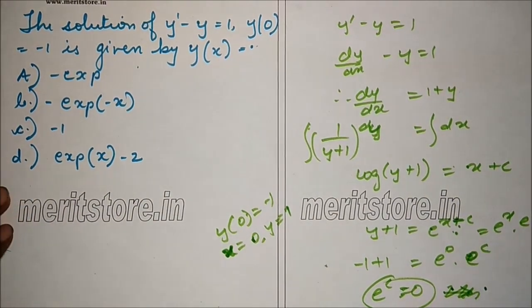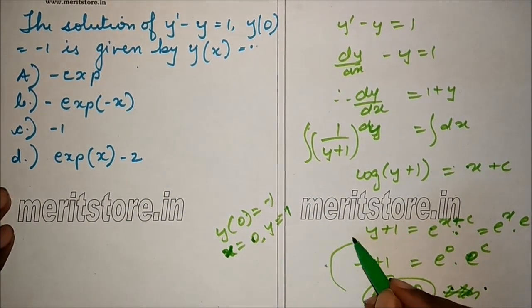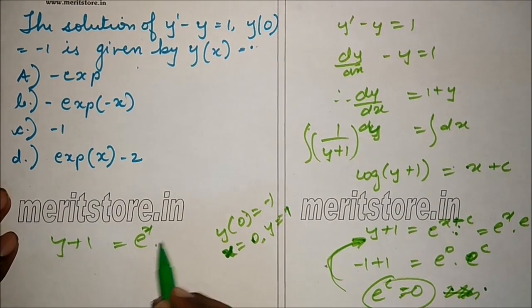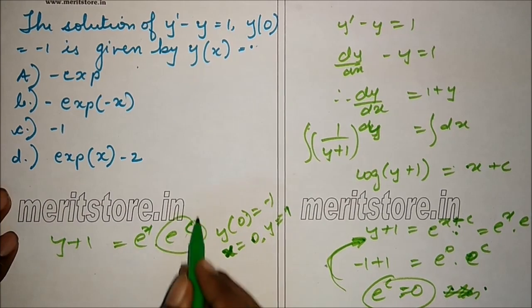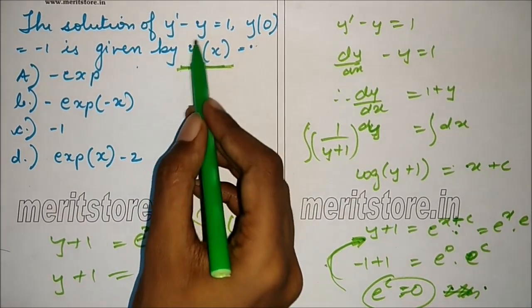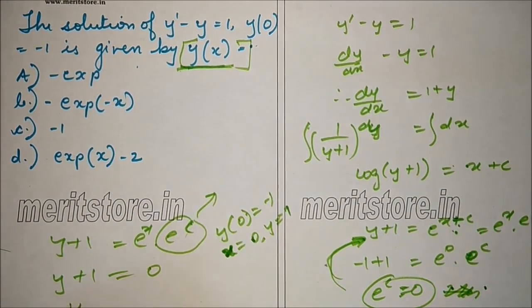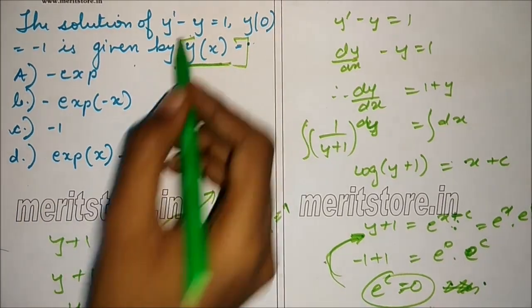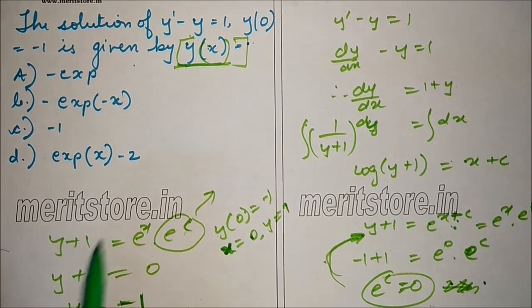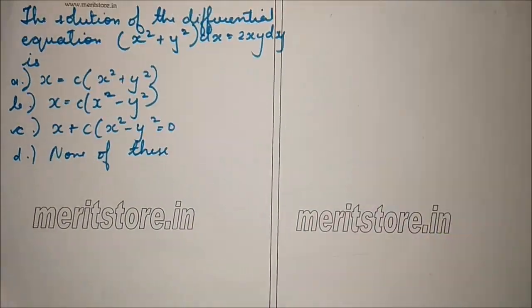So we substitute the values in the solution. So y plus 1 equals e raised to x into e raised to c, but e raised to c is 0. So this whole term is 0. So y plus 1 equals 0. So y of x, we have to find y of x. So y will be minus 1. So for any value of x, y will be minus 1. So the answer is C, minus 1.